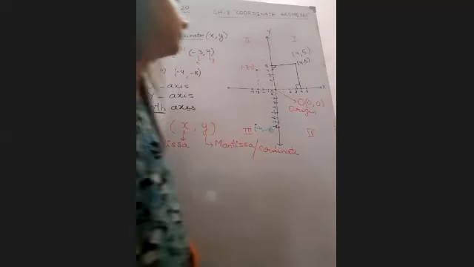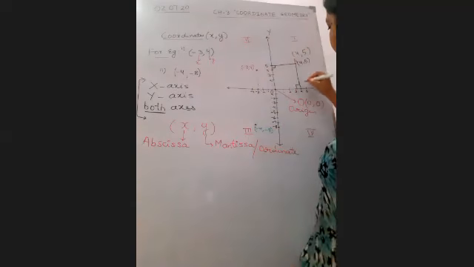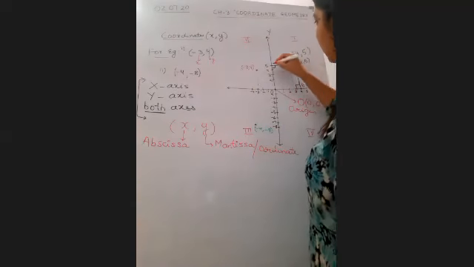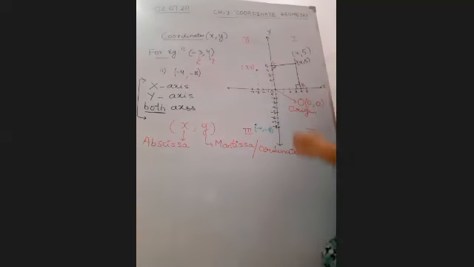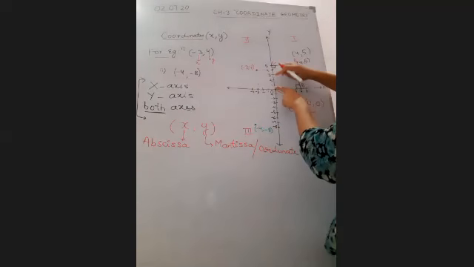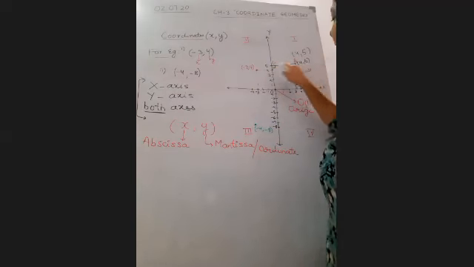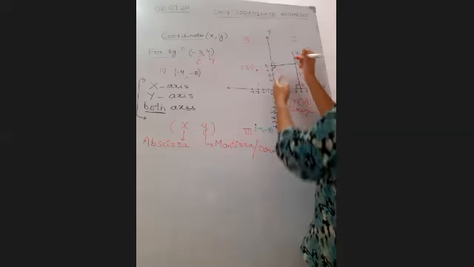Now, beta, let me give them some names. Let this be A, let this be B, let this be C. How many units are there from A to B? A से लेके B तक कितने यूनिट का गैप है? Can you please tell me? 5. You can see here there are 5 units. Right? And from A to C, how many units are there? 4 units.